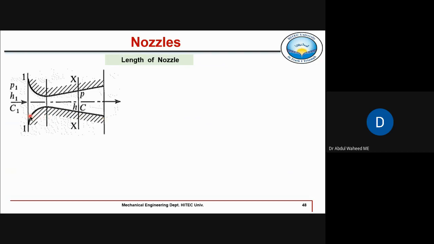Okay. So now, next, we shall discuss the length of nozzles, because so far we haven't said anything about the length of the nozzle, how this length is normally chosen for the convergent section and also for the divergent section.